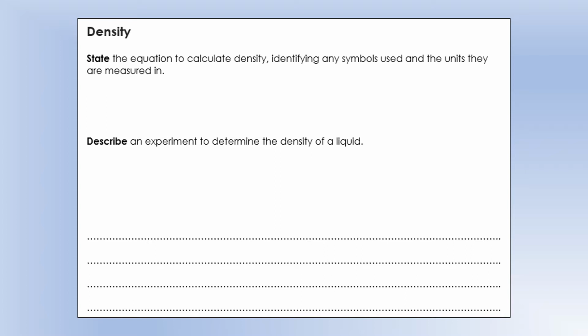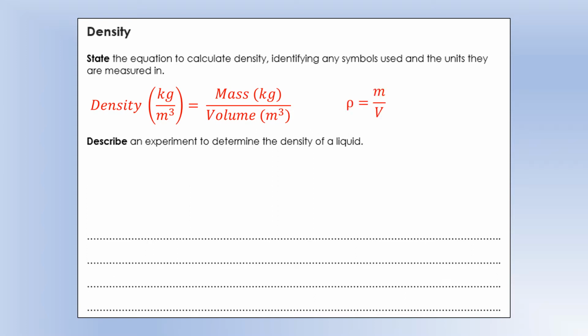So first of all, state an equation to calculate it and identify the symbols and units that we need. So the equation is density is mass divided by volume. The mass is typically measured in kilograms, the volume in meters cubed, giving us density in kilograms per meter cubed, and that's often written as a symbol equation where density is rho, mass is m, and volume is v.